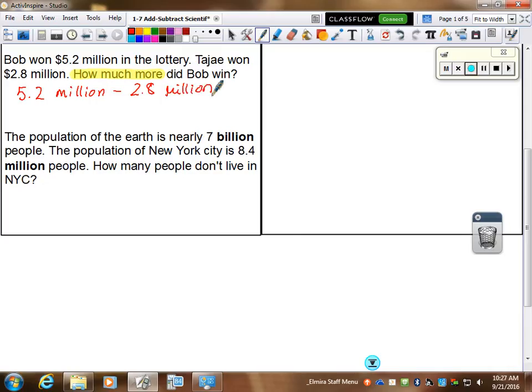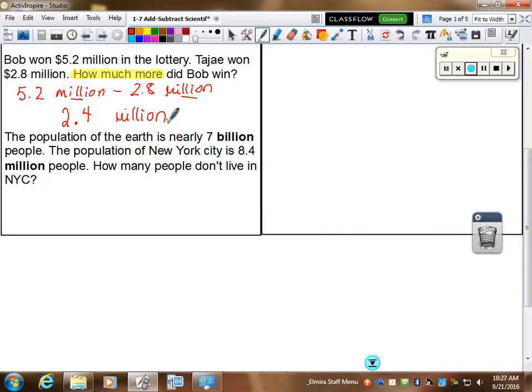Okay, well, even though those numbers aren't written out with all the digits, it's the word million instead of writing out the digits, we can still subtract and get an answer because they both say million. So 5.2 minus 2.8 is 2.4 million.